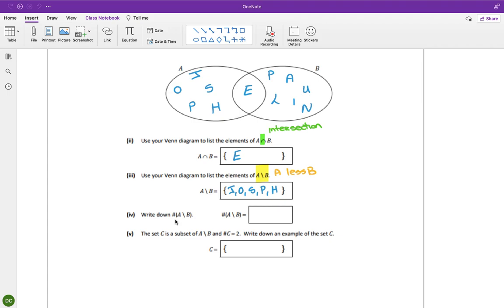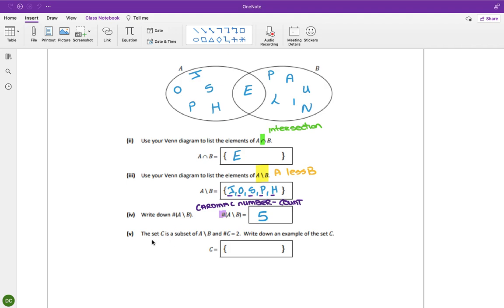Now, we have A less B again here, but we have this symbol in front of it. So that is the cardinal number. And the cardinal number means we count. So basically I'm counting these: 1, 2, 3, 4, 5. So it's 5.